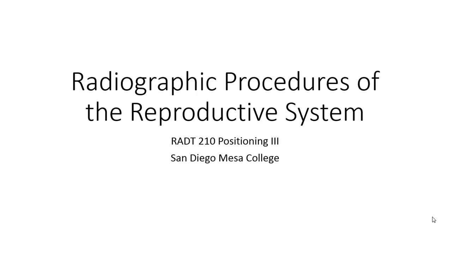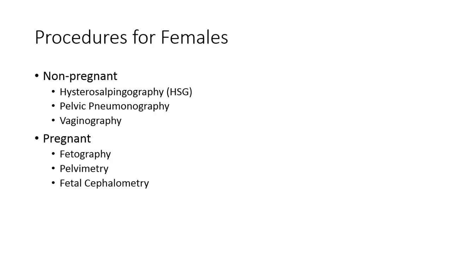In this presentation, we'll be doing a very brief overview of some of the radiographic procedures performed of the reproductive system. Most are performed under fluoroscopy, and overhead views are typically very limited to reduce radiation exposure to the patient. The procedures performed for females can be broken down into two categories: procedures performed when pregnant and procedures performed when not pregnant. Non-pregnant exams include the hysterosalpingogram, or HSG, pelvic pneumonography, and vaginography. Exams performed during pregnancy include fetography, pelvimetry, and fetal cephalometry.